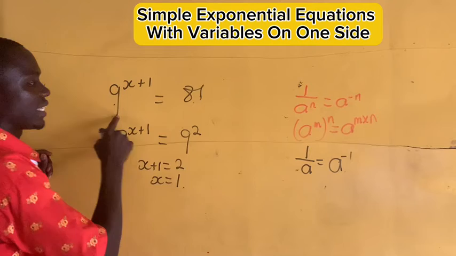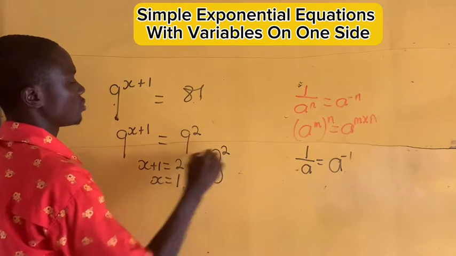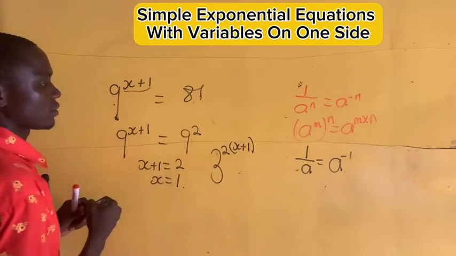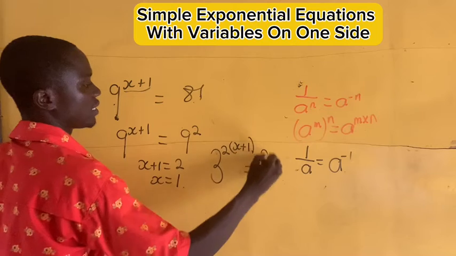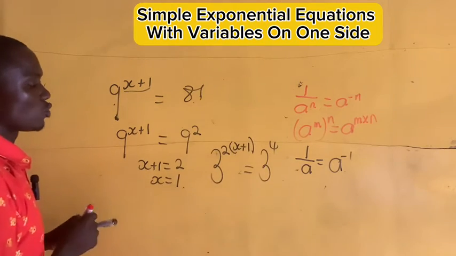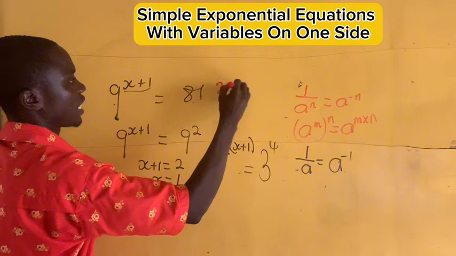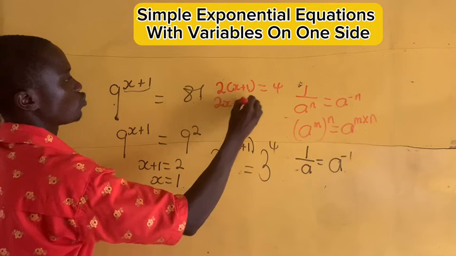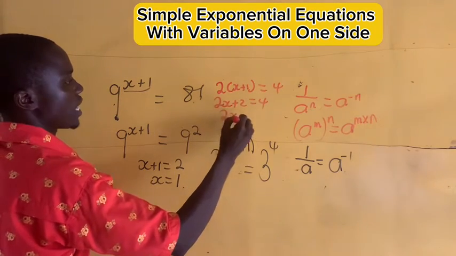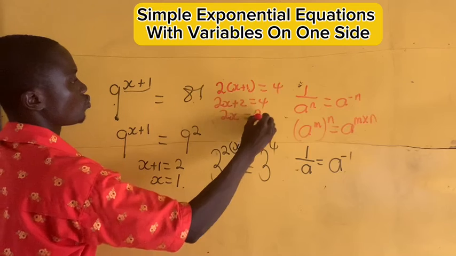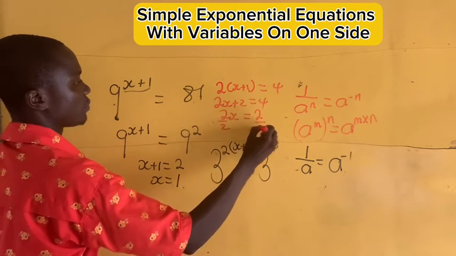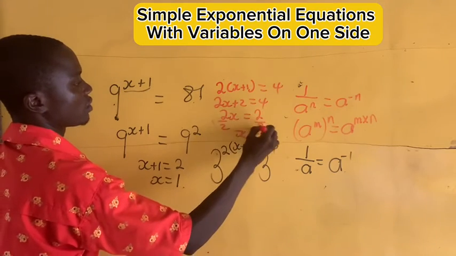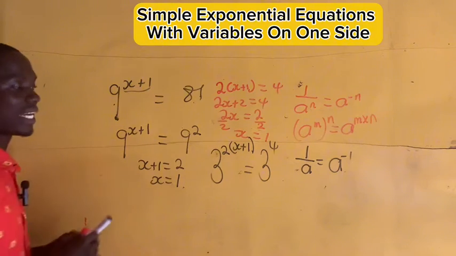Or this 9 is 3 power 2, and we have another power x plus 1 equals, this 81 is 3 power 4. So this will give me 2 times x plus 1 equals 4, and I have 2x plus 2 equals 4. 2x equals, you take 2 from 4, you get 2. You divide here by 2 and divide here by 2. x will be equal to 1, because 2 divided by 2 is 1, like we've had here.